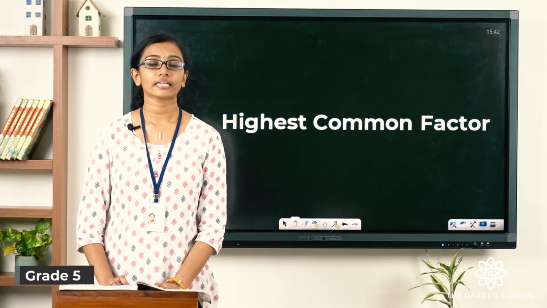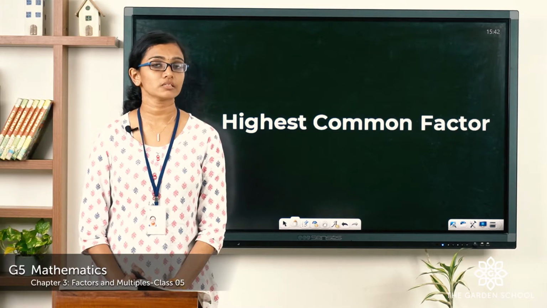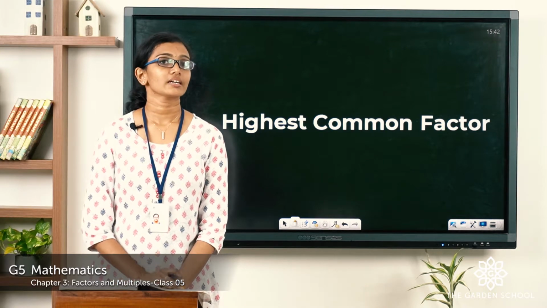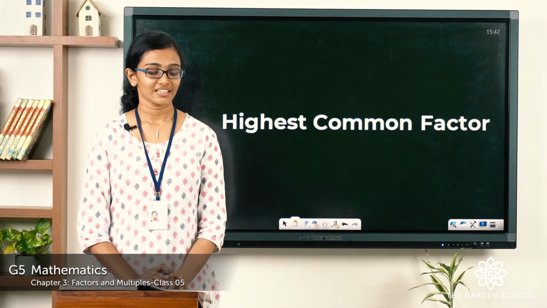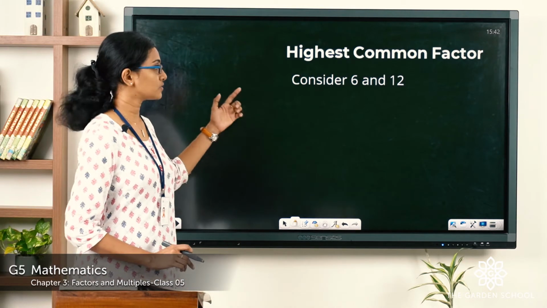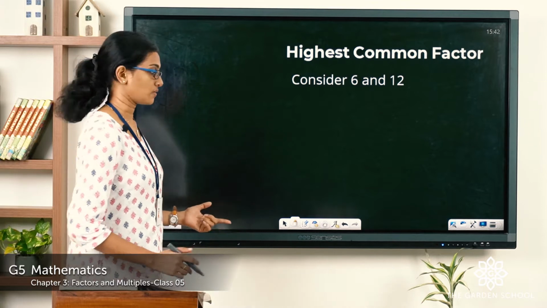So we have been learning about prime numbers, composite numbers, co-prime numbers. We have learned about prime factorization, and today we will learn about the highest common factor or HCF of two or more numbers. Now look at these two numbers given here. We have 6 and 12. Let's see the factors of 6 and 12.